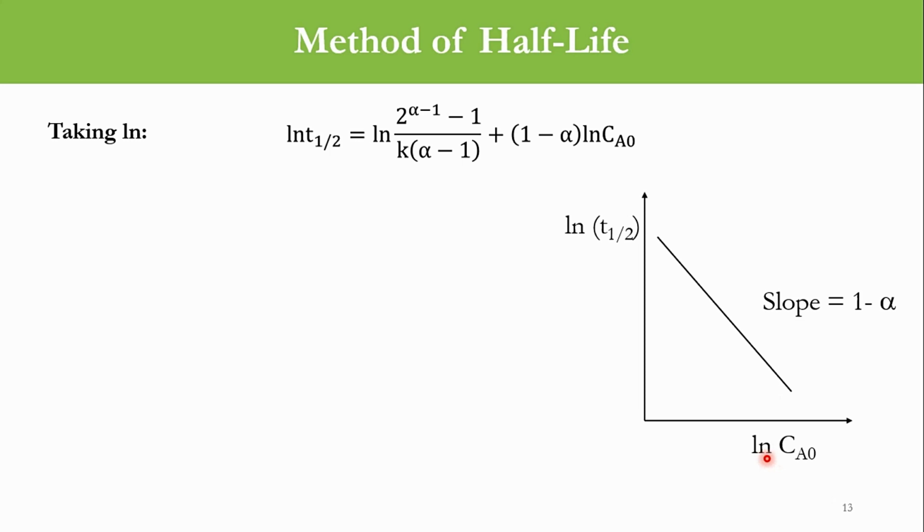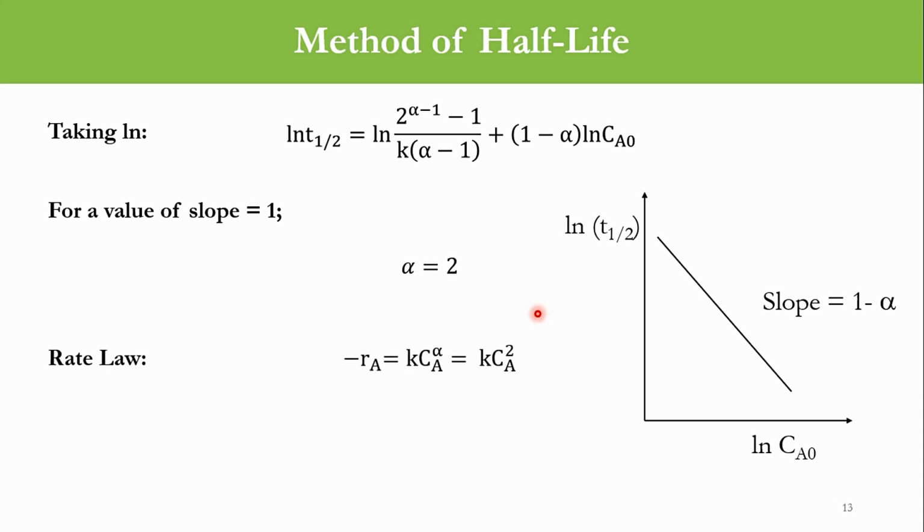So let's see that once we have drawn a plot, we get the slope, which is equal to 1 - alpha. Let's assume the value of the slope is 1. Accordingly, alpha will be 2, because 1 = 1 - alpha. So alpha comes out to be 2 in the system, and we can write the rate law as -rA = k CA^2. So this is the description of how to use the half-life method to determine the reaction order.